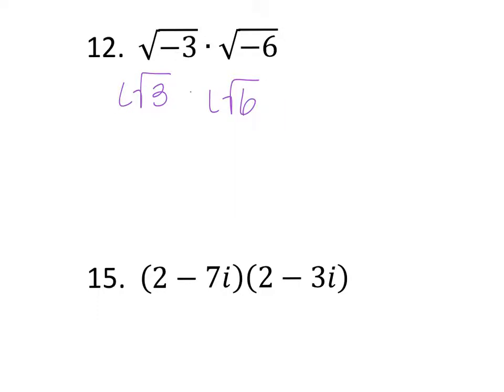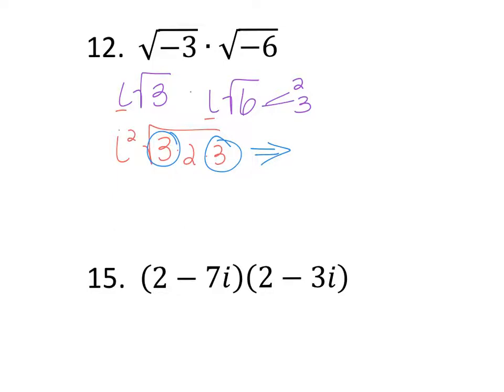Now let's multiply. I have an i on my outside and an i on my outside. So I'm going to have an i squared on my outside. Then on my inside, I have a 3 and a 6, but I know I can break 6 down into 2 times 3. All right, so I'm just going to break 6 down over here into 2 times 3. I have 2 3's, so what do you think can come out? A 3 can come out, and I have this i squared. So i squared, again, we can say is a negative 1.